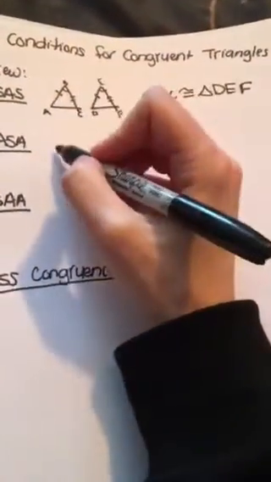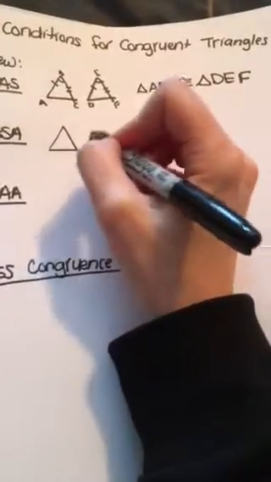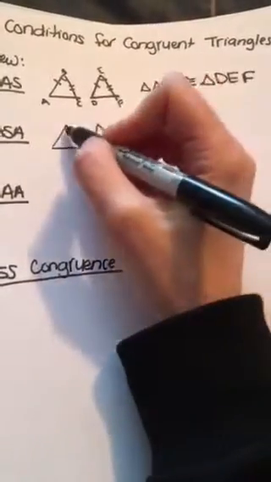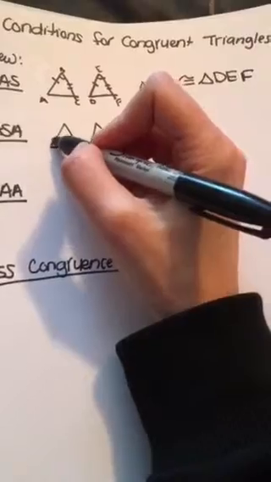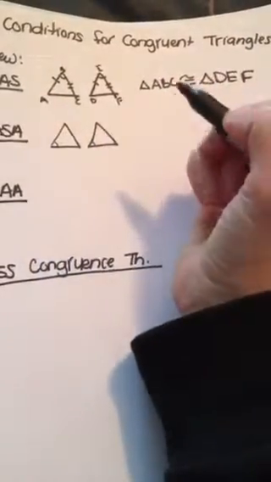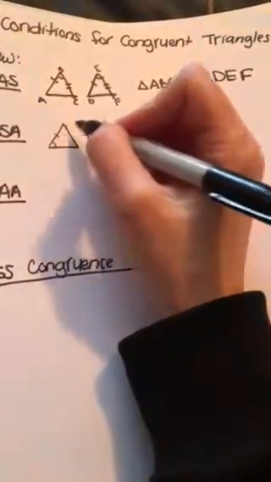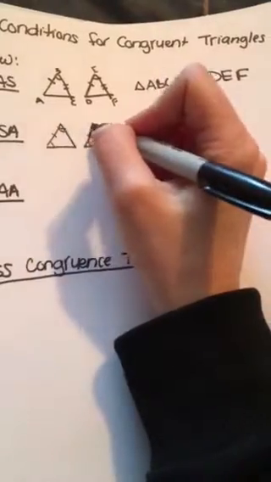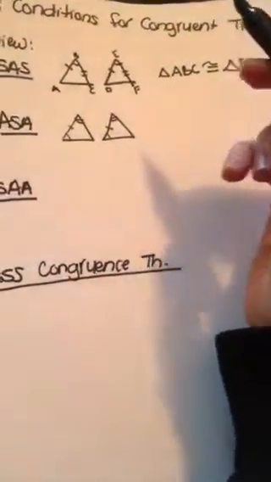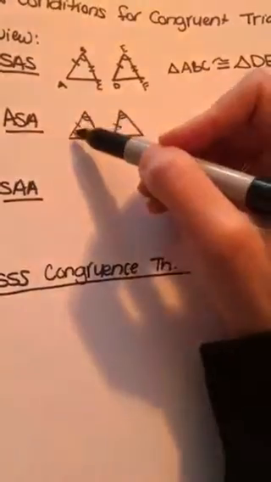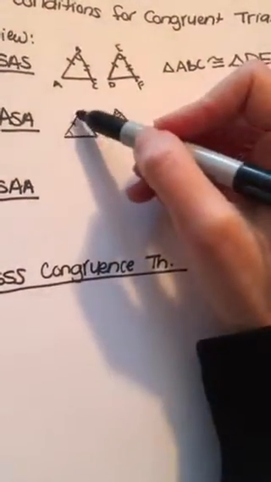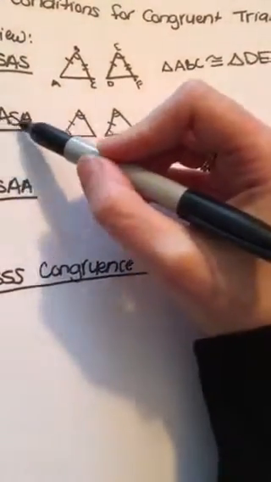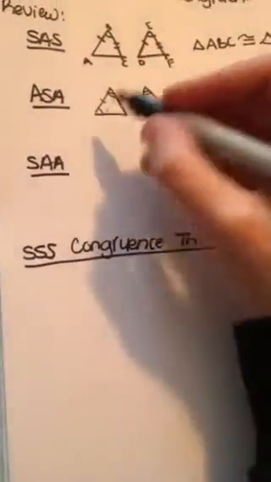Next we have angle side angle. What that says is that if I have two triangles and they have two congruent angles with an included side, I have angle side angle congruency.